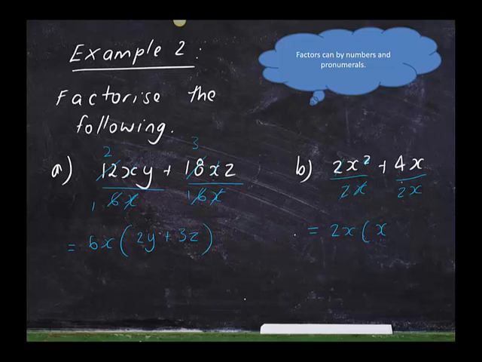Okay, 2x. We'll cross the x's out first just to get rid of them. 2 goes into 2 once, 2 goes into 4 twice. So we're left with 2x outside of x plus 2.